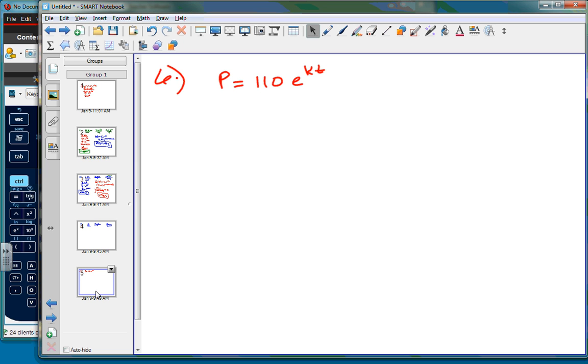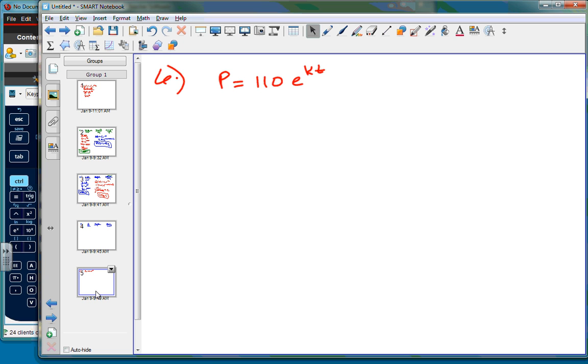Okay, well, let's think about that. P is what? Population. So let's put that into our PERT. P is the population, which refers to my balance in my account, correct? Or the amount of my isotope left over, right? So P is my balance. It's my number of people in my city. We all get that.